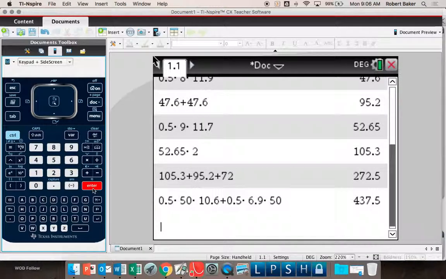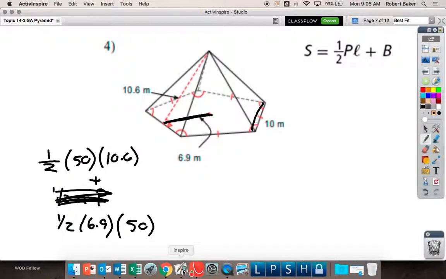437.5. So we do 1/2 PL plus B, and that big B turns into 1/2 the apothem times the perimeter. Plug and chug all this information right here to get 437.5. So all the information's there. Put the right stuff in the right spot.